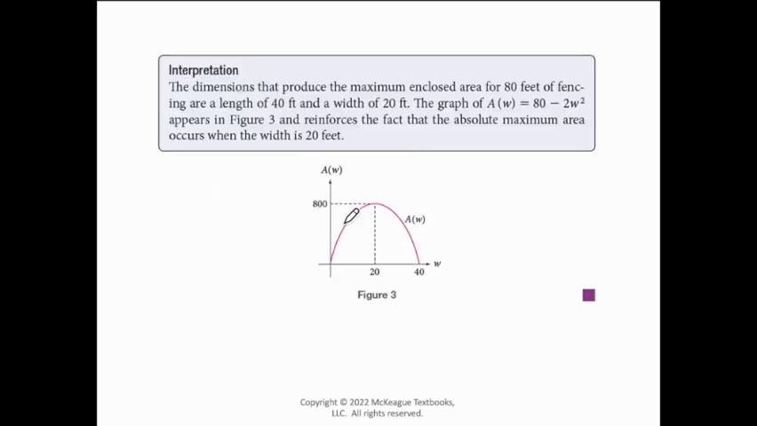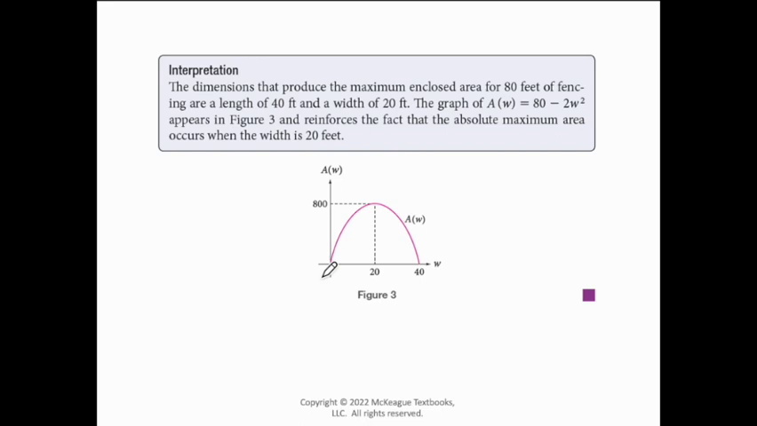Okay, so here's the official interpretation. The dimensions that produce the maximum enclosed area for 80 feet of fencing is a length of 40 feet and a width of 20 feet. That's given by this formula here, A of W. That's the area in terms of the width. And it reinforces the fact that the absolute maximum area occurs when the width is 20 feet.